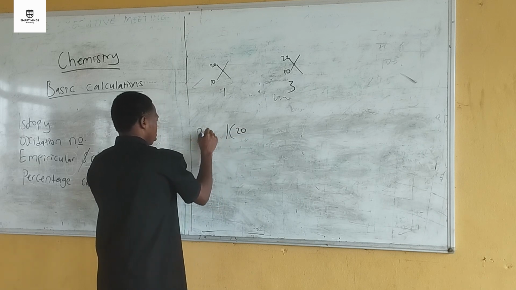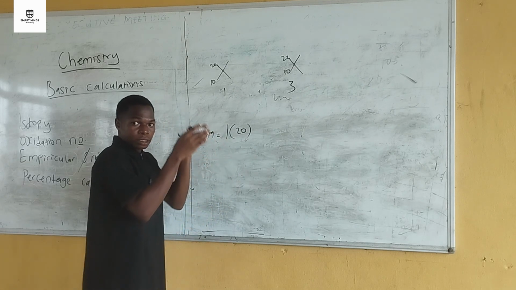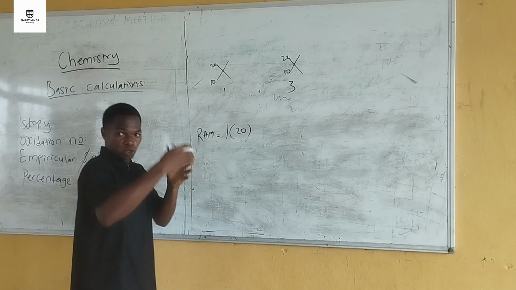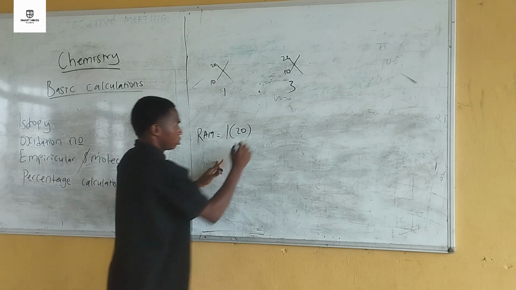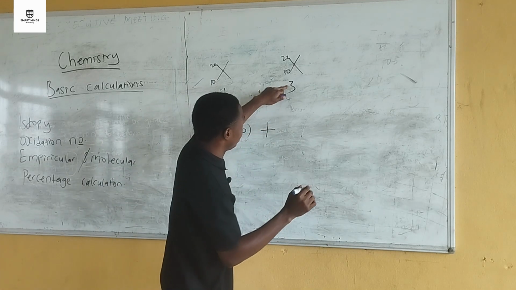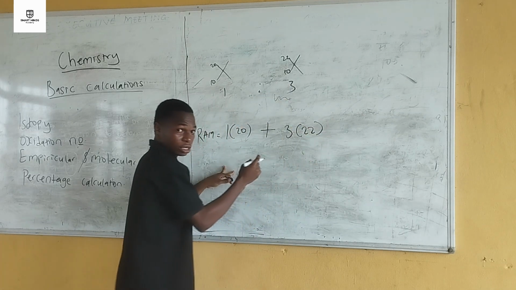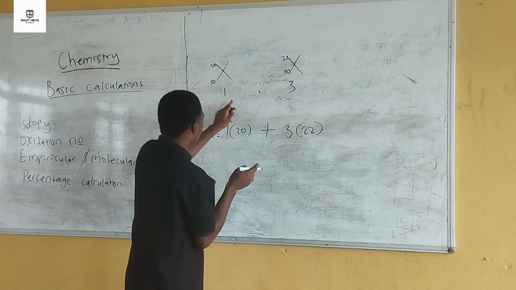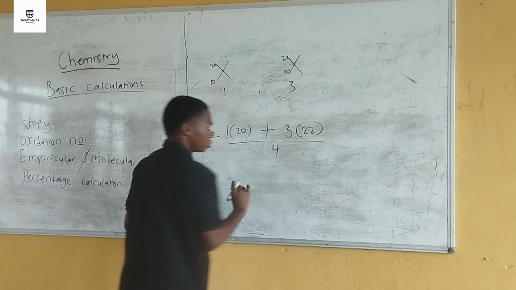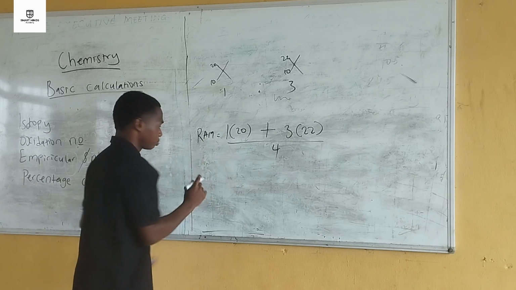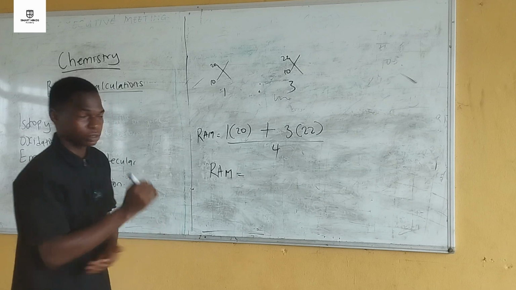So when you're solving this question, just as if 90% belongs to so and so, this one belongs to 20, plus the 3 belongs to 22. Are you getting me? Now, because it is ratio, you add the two of them together, all over what? If you solve this, that's your answer. Can you solve and give me your answer?